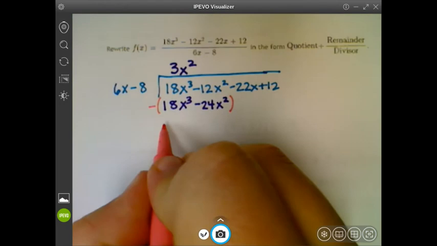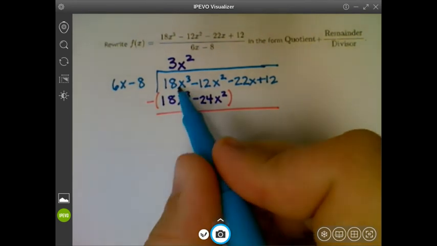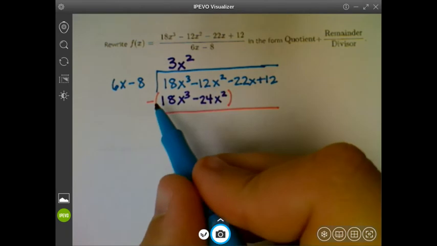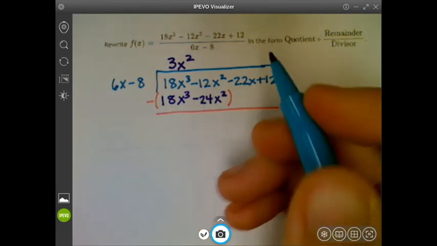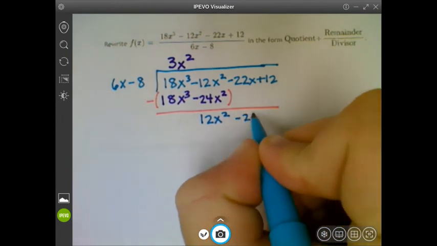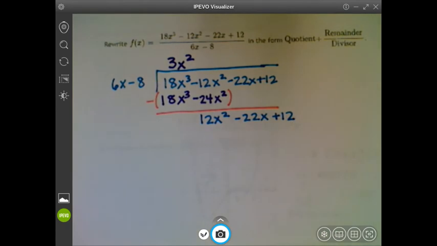So do the subtraction. So when we subtract, we'll end up with a 0 here. 18x cubed minus 18x cubed is 0. Negative 12x squared minus negative, so that's actually a plus. So that'll be plus 12x. And then everything else, there's nothing to subtract from it, so those two pieces will just come straight down. And then you repeat the process. So it's the same general process, just repeated until you can't repeat it anymore and you have just a remainder.